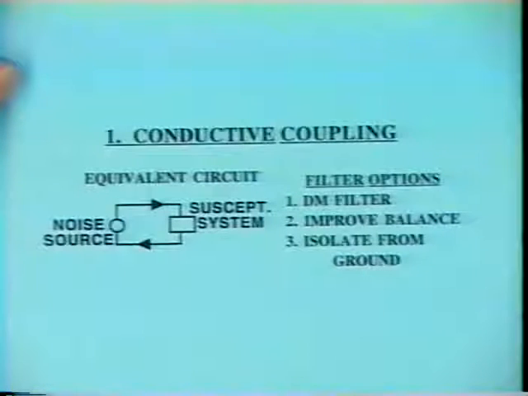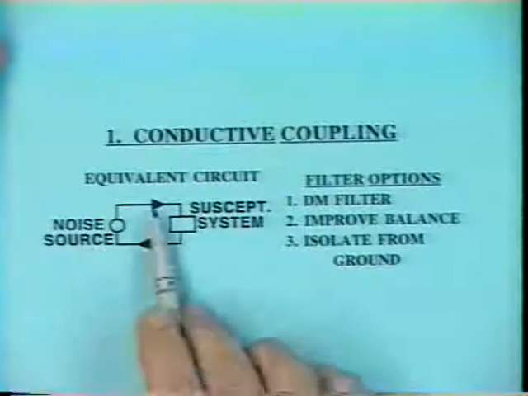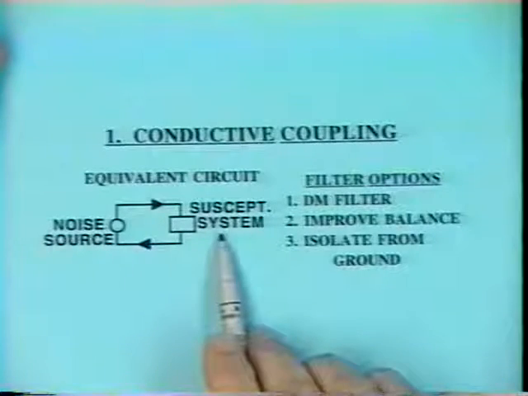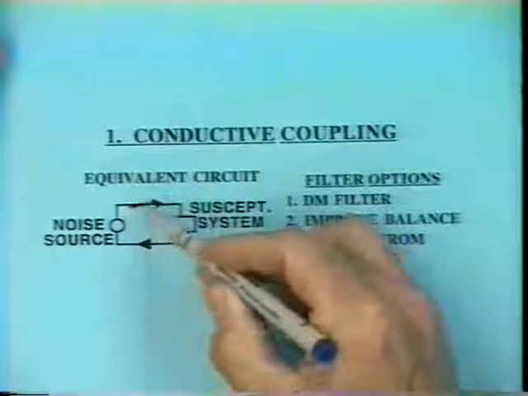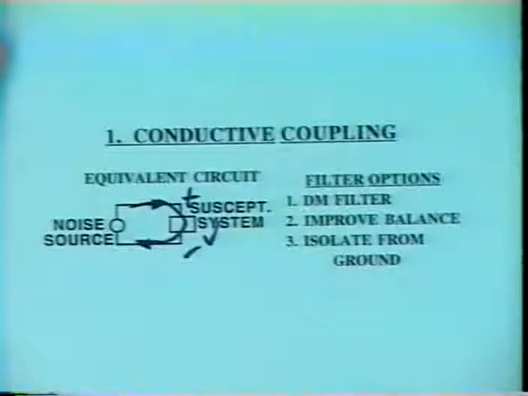Let's review the equivalent circuit for each of the four coupling mechanisms that we've covered in previous sessions. Conductive coupling has probably the simplest equivalent circuit. You've got a noise source, which might be another one of our signals actually, or someone else's signal, but unfortunately that noise source is connected by a pair of wires to the susceptible system, allowing a current to flow through the susceptible system, developing voltages that should not be there.